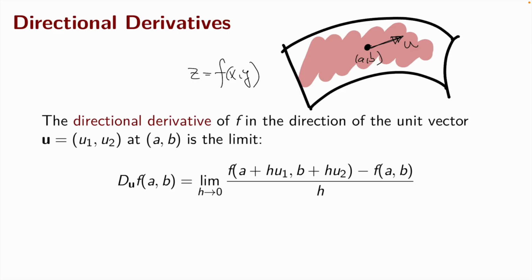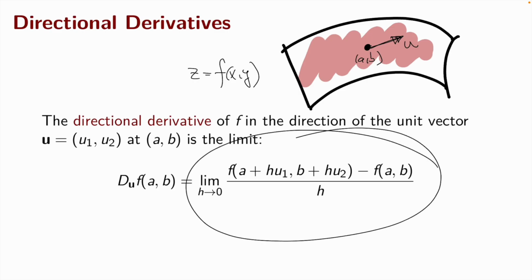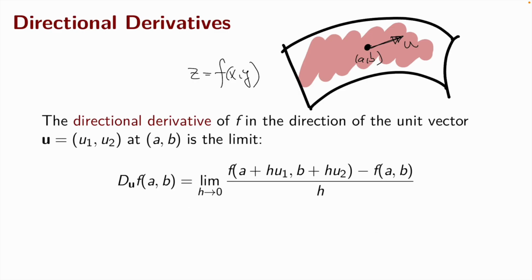The way to define this directional derivative is the familiar formula for the derivative, only now we are going to increase in the direction of the vector u, which is (u1, u2), and this increase here is going to go to 0.